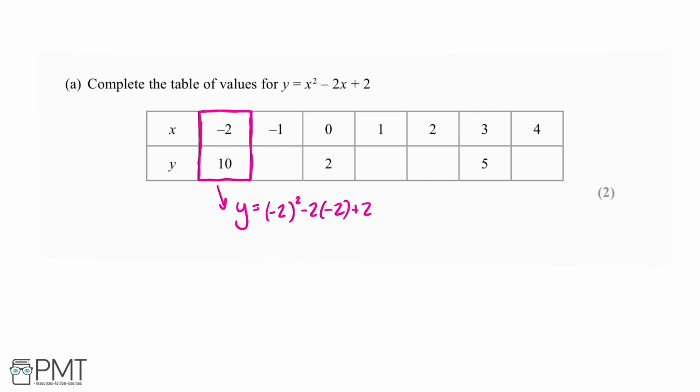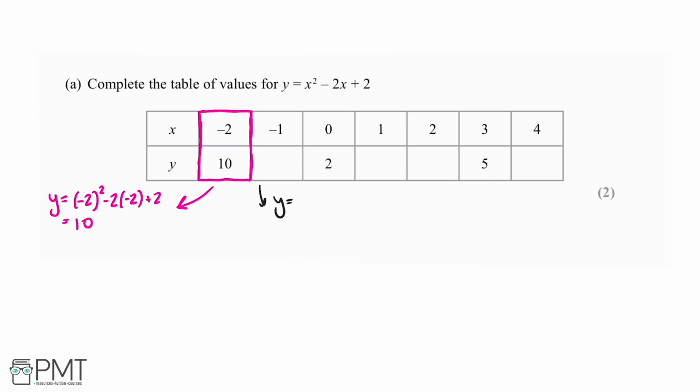We sub in x as minus 2, and if we work that out we get the value of y to equal 10, so 10's put in the table here. So we have to do that for our missing spaces in the table. So here we're going to get y equals minus 1 squared minus 2 times minus 1 plus 2, giving us 5.